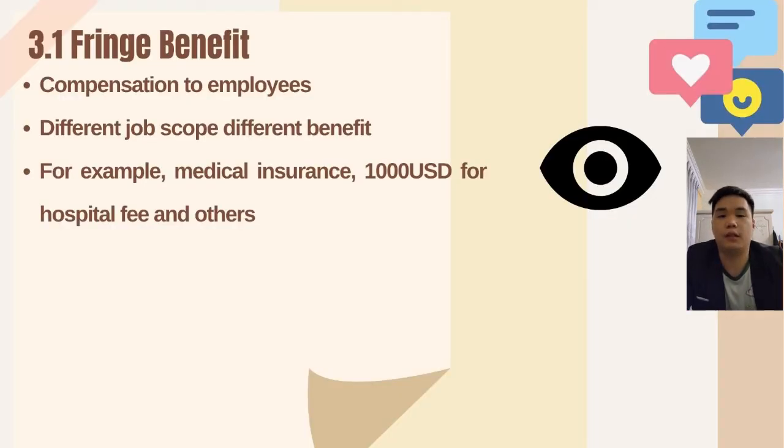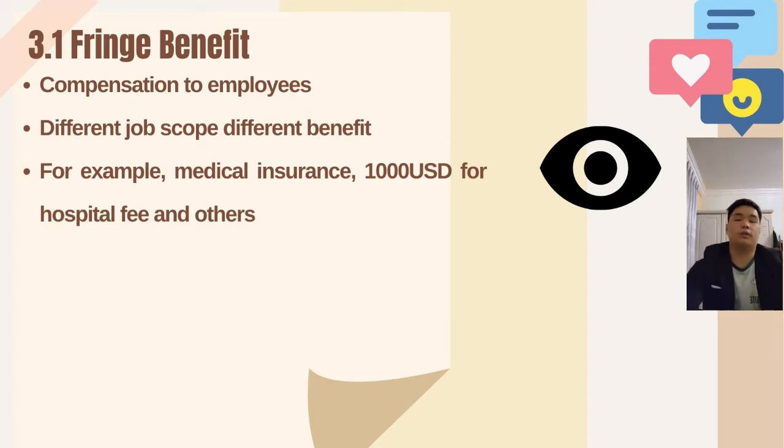Fringe benefit is compensation to employees added by the company. Different job scopes will have different benefits, because some are given universally to every employee, and some will be given to the executive levels. An example of a fringe benefit would be medical insurance, $1,000 for the hospital fees, and some other fees.